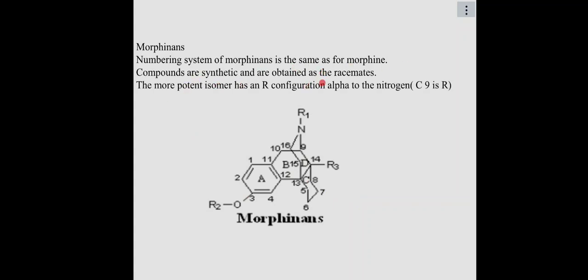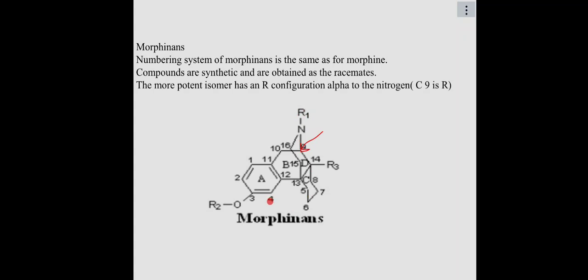Compounds are synthetic and are obtained as racemates. The more potent isomer again has the R configuration, alpha to the nitrogen. Again, the same thing: this stereochemistry is still retained. So this group, alpha to the nitrogen, still carries an R configuration. Again, very, very important.